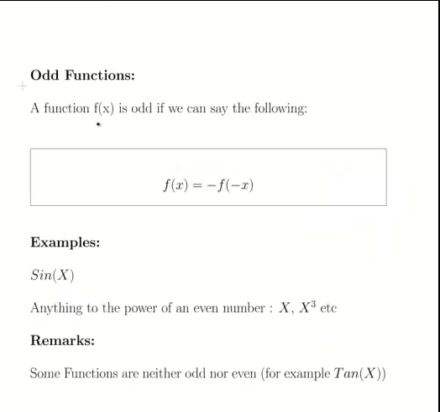An odd function is a function that is said to be odd if we could say the following: f of x is equal to minus f of minus x. So let's have an example of that. Let's just say, for argument's sake, f of x is x cubed. f of 2 equals 8. That's 2 cubed.